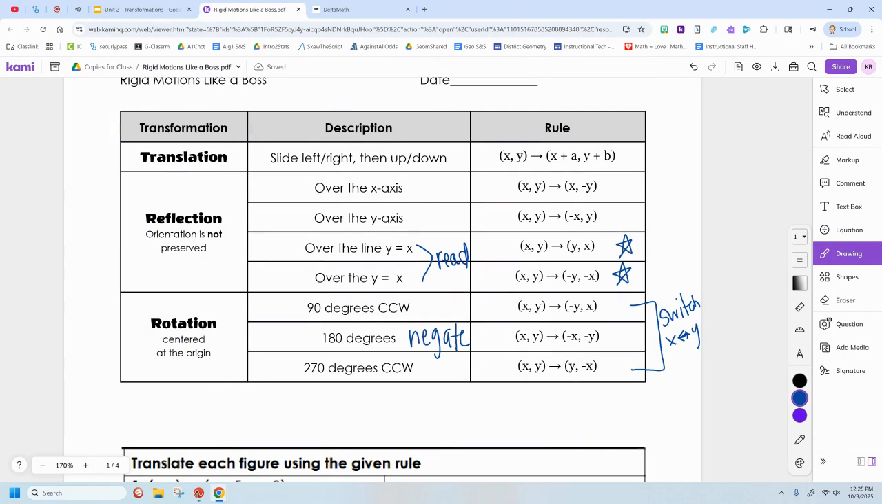Other than that, I'm using the quadrant rules. If I'm in quadrant 2, I know it has to be negative then positive. So I use quadrant rules, or quadrant signs, whatever. I want to remind you that reflection orientation is not reserved, and that these only work when you're centered at the origin, so that's why we draw a new axis when we're rotating around a weird point.